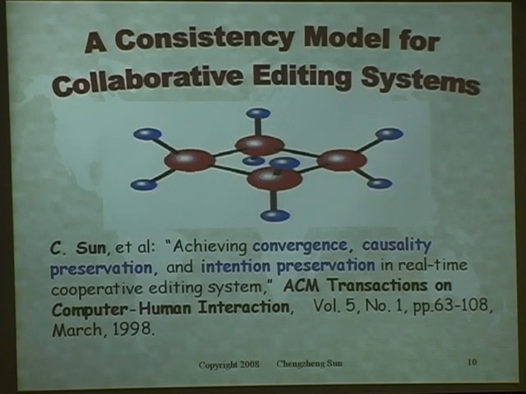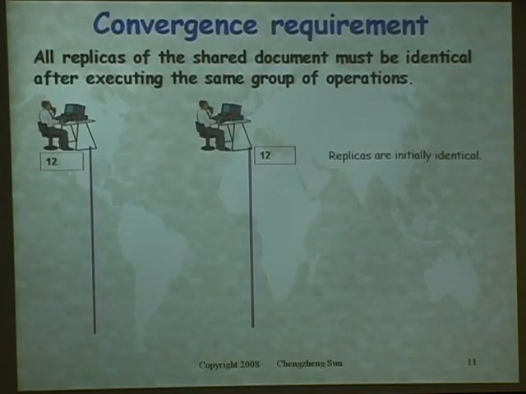There has been a lot of research in the past decade, and one consistent model specially designed for collaborative editing systems was published 10 years ago in 1998 with 3 consistency requirements: convergence, causality-preservation, and intention preservation. In the following slides, I will go through the 3 requirements one by one. The convergence requirement is the requirement that all replicas of the shared document must be identical after executing the same group of operations.